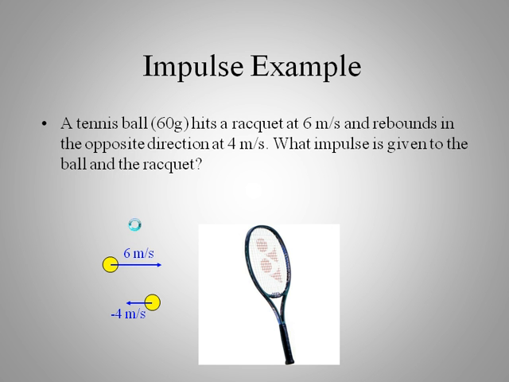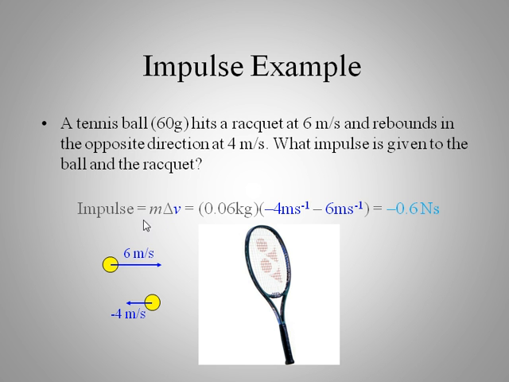Let's have a numerical example of an impulse. Here we have a tennis ball. It has a mass of 60 grams, and it hits a racket at 6 meters per second. It rebounds in the opposite direction at a speed of 4 meters per second. We want to know the impulse that's given to the ball and the racket. Here's a picture of the situation. The ball comes in with a velocity to the right of 6 meters per second, and comes back with a velocity to the left of 4 meters per second.